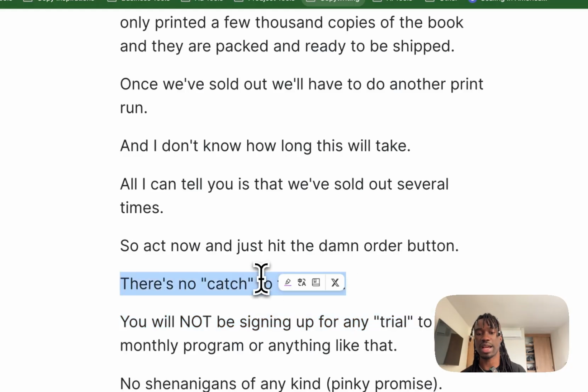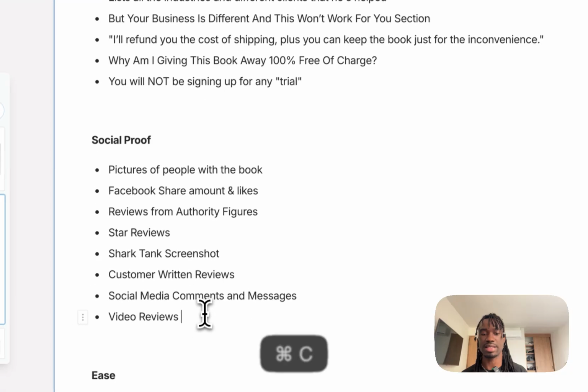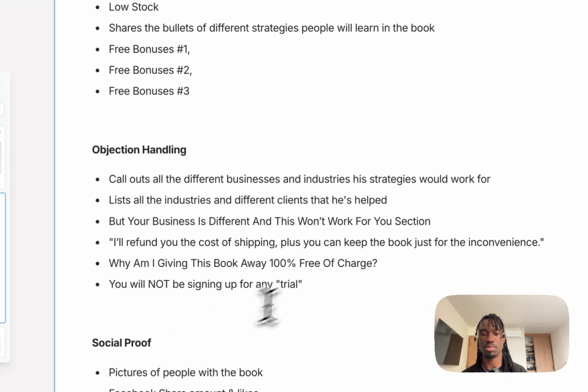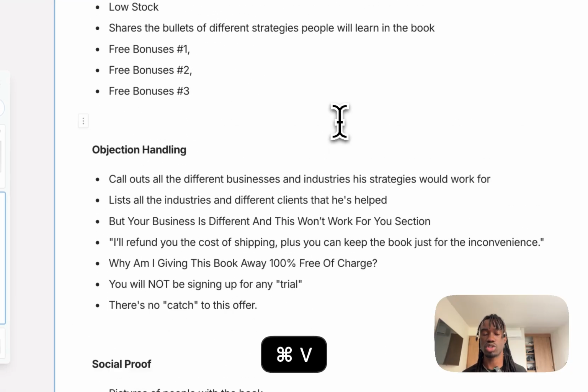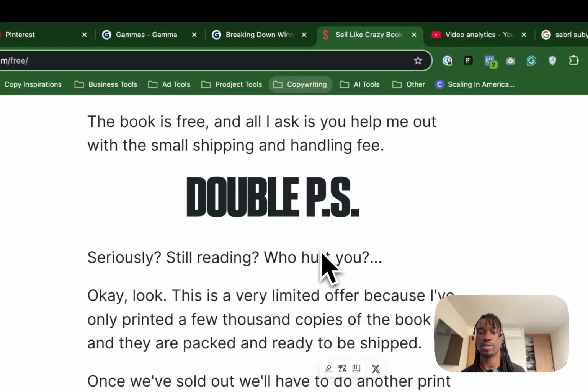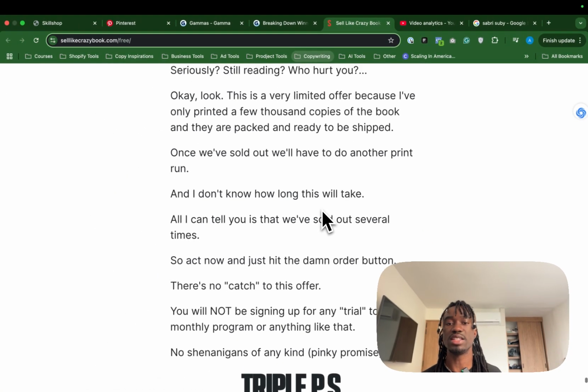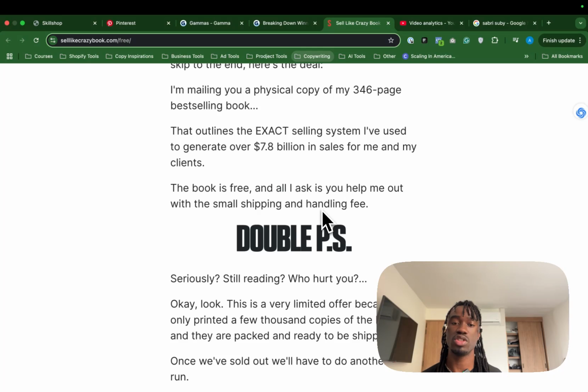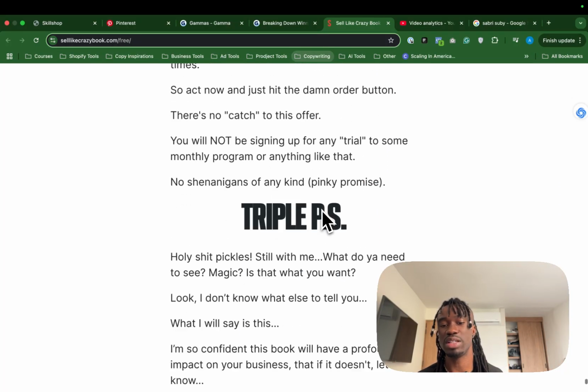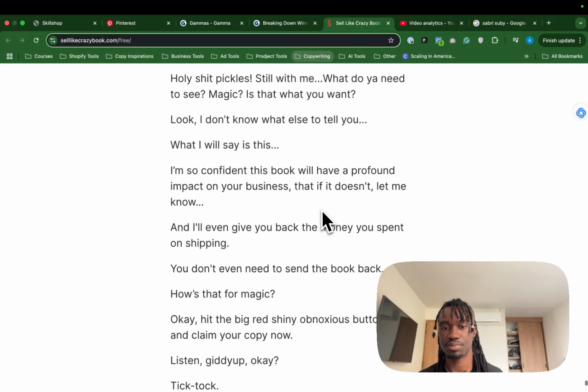You can see there's no catch to this offer, right? This is how he's handling all of those objections. It's like, okay, well, we're not putting you on a trial. We're not doing all these different things, right? And this is answering the objections in people's minds, right? Because on a sales page, on a landing page, you don't have the opportunity to speak to people one-on-one. So you need to know exactly what is going through people's minds before they buy. And you want to answer all of those questions on your landing pages, right? Which is exactly what he does over here, right?